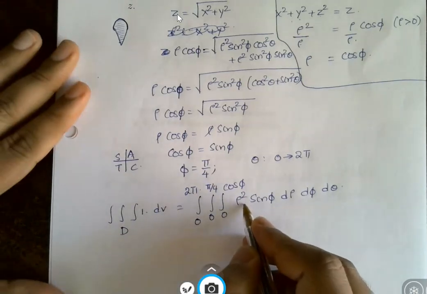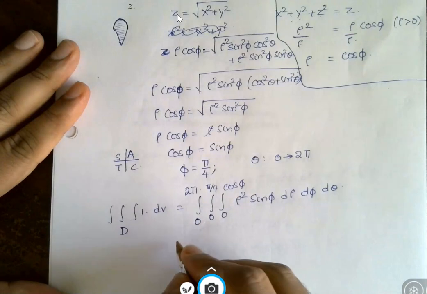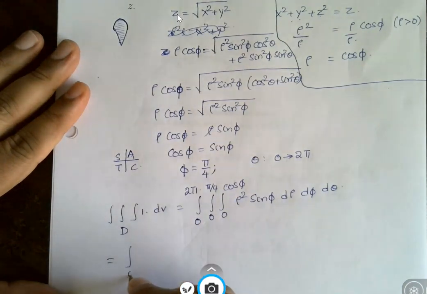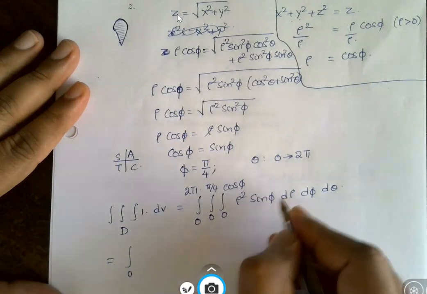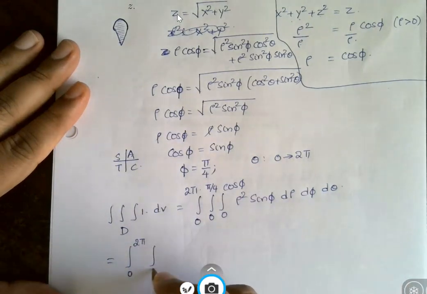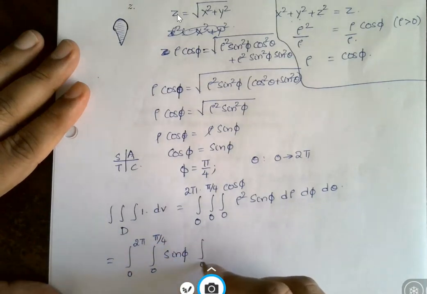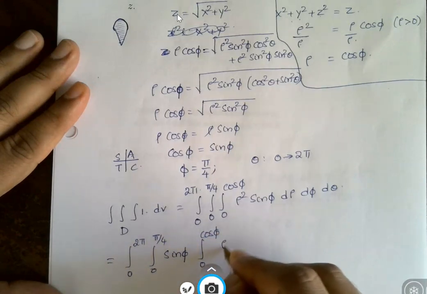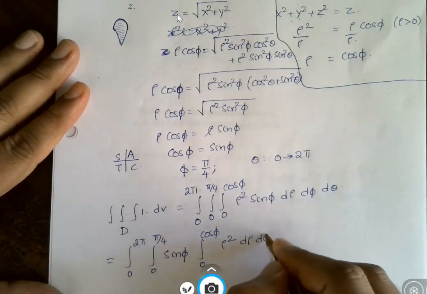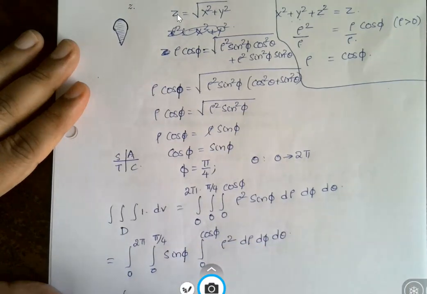So first, when you integrate rho squared, everything else is treated as constant. So when you integrate with respect to d rho, that's going to be 0 to 2 pi, 0 to pi over 4, and you get sine phi, integral 0 to cosine phi of rho squared d rho d phi d theta. So that's going to be 0 to 2 pi, 0 to pi over 4, you get sine phi, and you get rho cubed over 3, where your limits of integration are 0 to cosine phi, and you get d phi d theta.